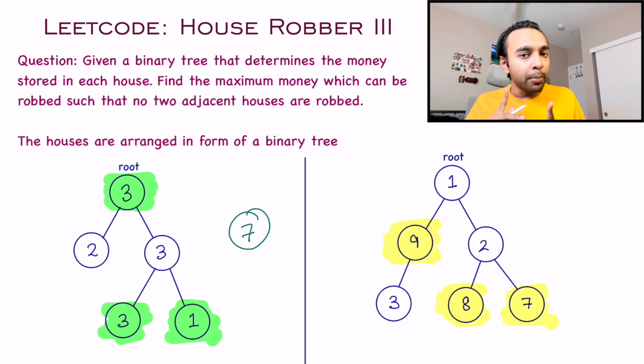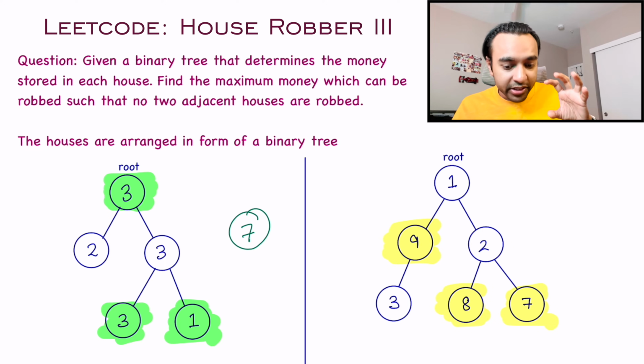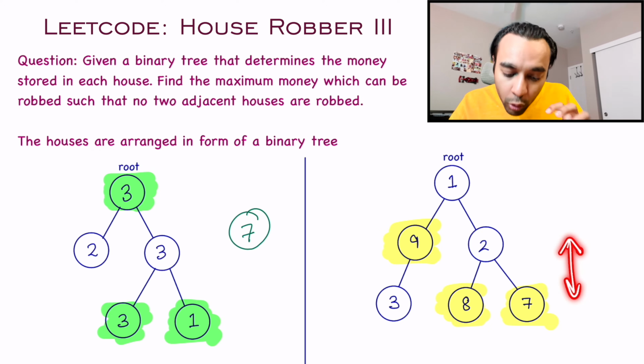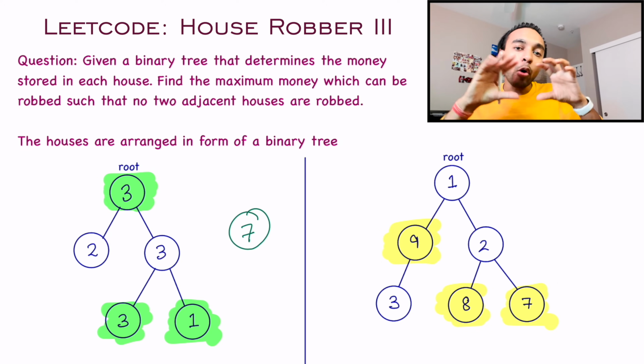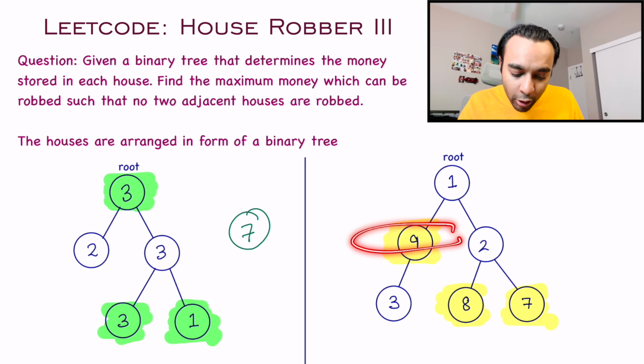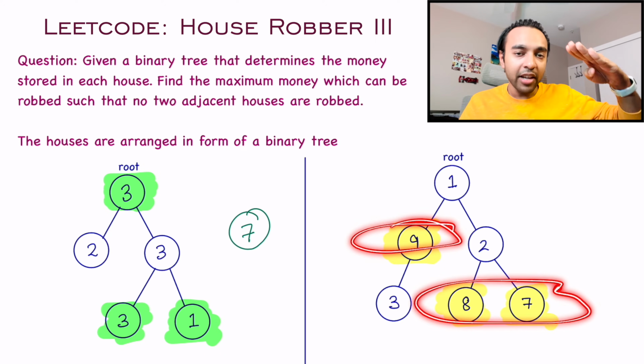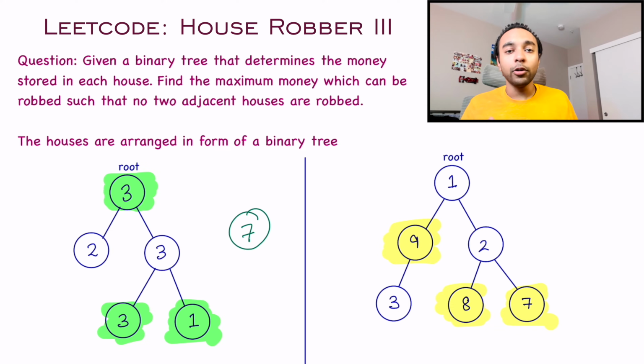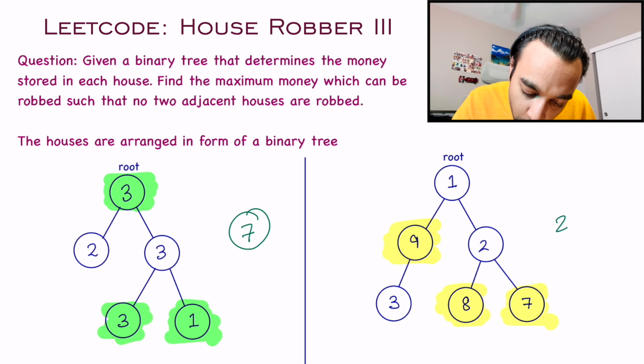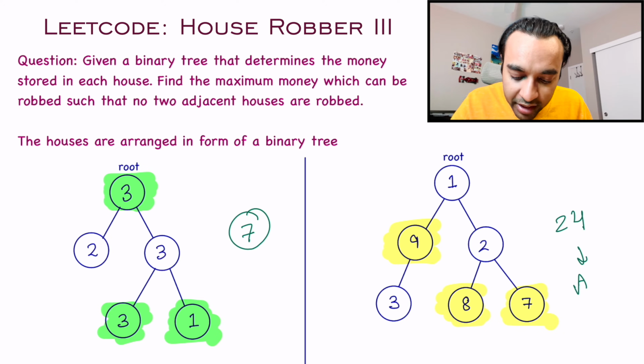So it is also important to understand that it is not necessary that houses on two adjacent levels are also adjacent. You can see that these houses, they are on adjacent levels, right? But they are not connected to each other. 8 is not connected to 7. 8 is connected to 2. So this is what you have to keep in mind. So in this particular test case, 24 will be your answer, right? This is the maximum loot.